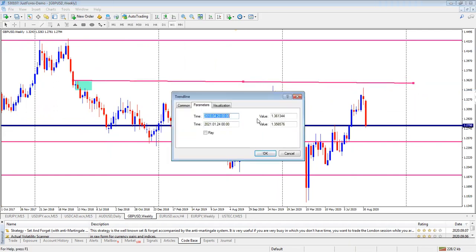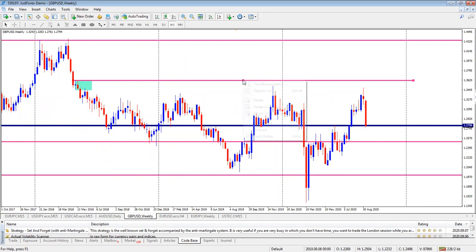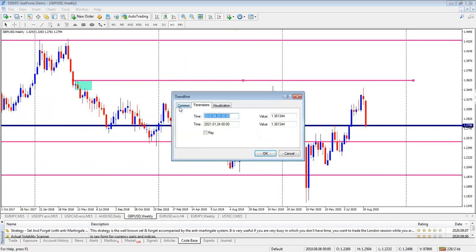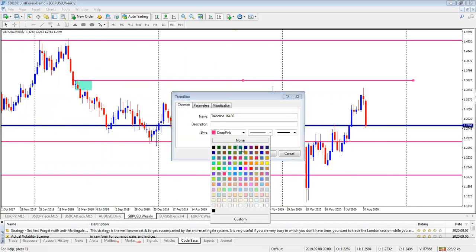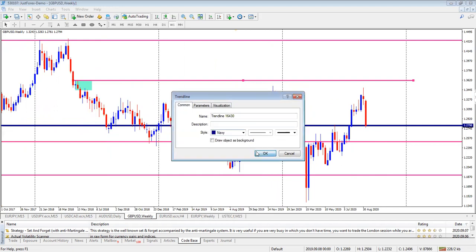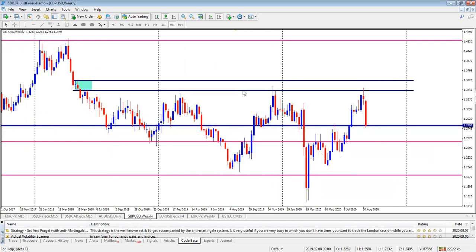I can draw this one with a different color, to represent this weekly chart very well. So we'll draw this one and change the color to something like blue. We can use navy. It's navy.